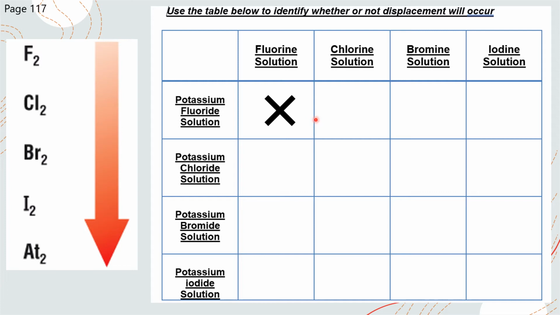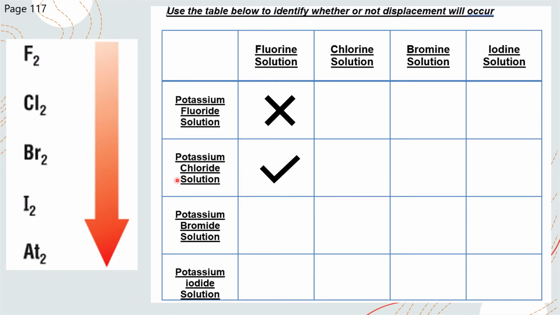We're going to now look below that, and we've got potassium chloride plus fluorine. Let's look over at our chart. Which one is more reactive? Well, fluorine is more reactive. So what it will do is displace chlorine. So we'll end up with potassium fluoride plus chlorine. So there will be a displacement reaction there.